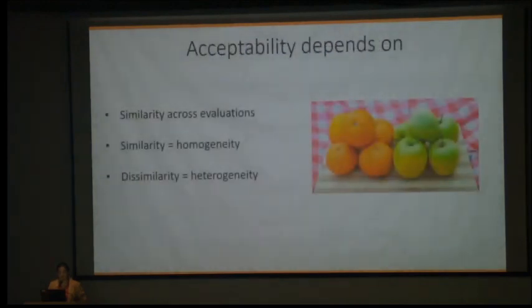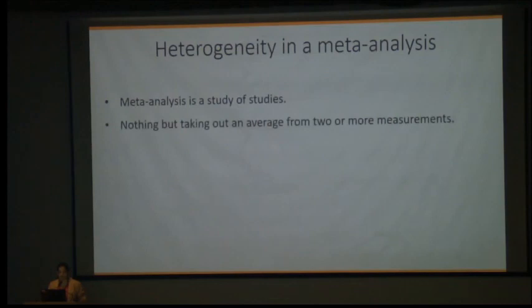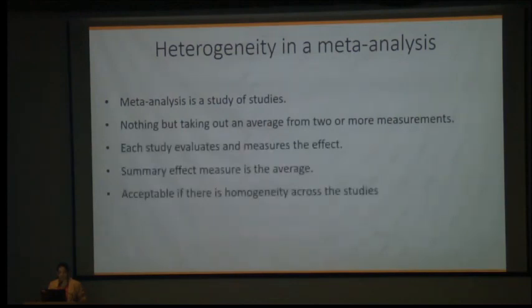So another word for similarity is homogeneity, and dissimilarity, conversely, is heterogeneity, right? So in a systematic review and a meta-analysis, we don't want to combine apples and oranges, and so we are comfortable when the results are similar across different evaluations. So a meta-analysis is a study of studies, right? We're combining the results of different studies on the same topic, and it's nothing but taking out an average. And we are comfortable when there is homogeneity across the studies. If there is heterogeneity, we need to investigate.